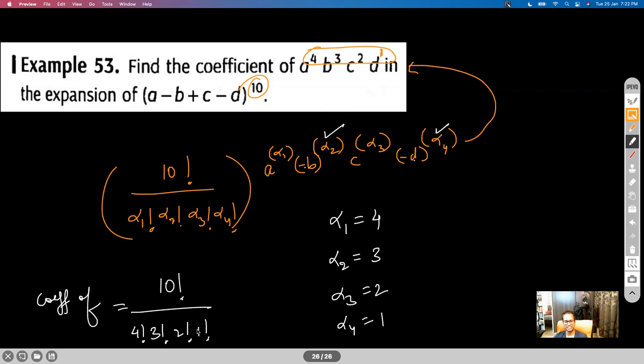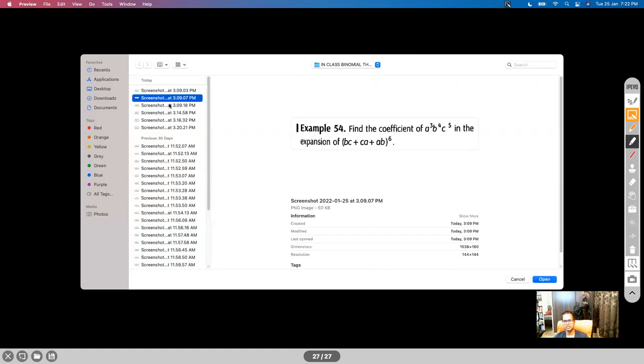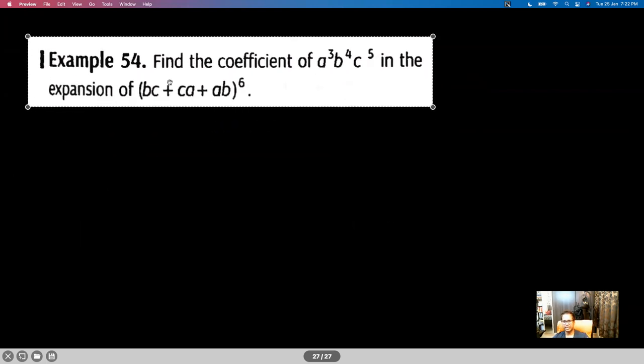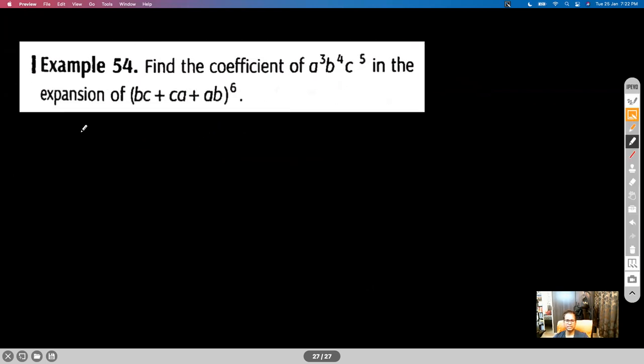Is it fine? Any questions? All right, let's take this question. Find the coefficient of a cube b4 c to the power 5 in the expansion of (bc + ca + ab) to the power of 6.